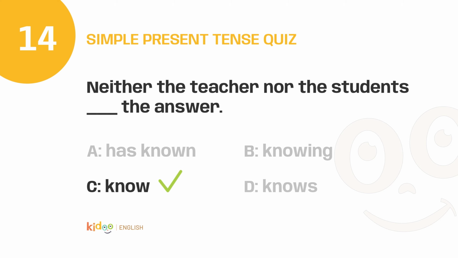Neither the teacher nor the students know the answer. The construction neither nor requires the verb to agree with the subject closest to it. In this case, the students is plural, so the verb should be know.